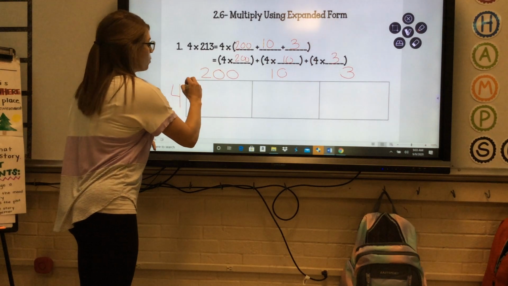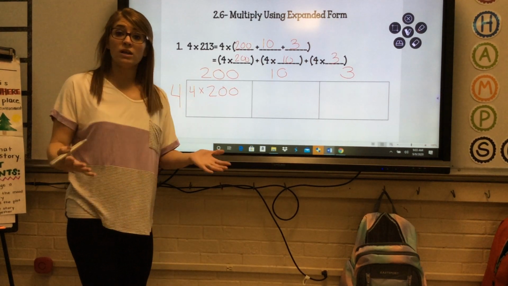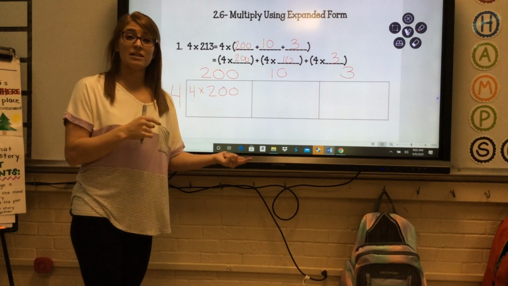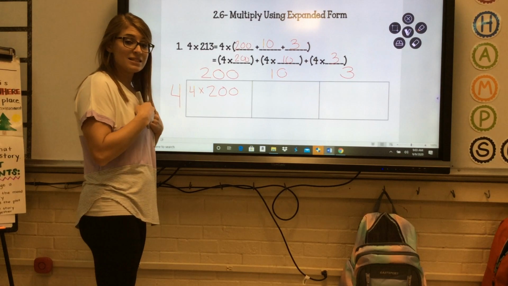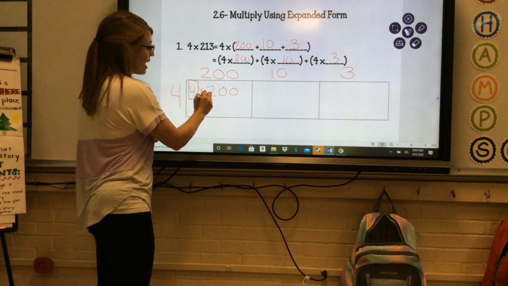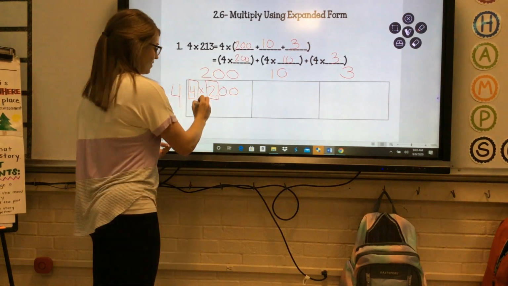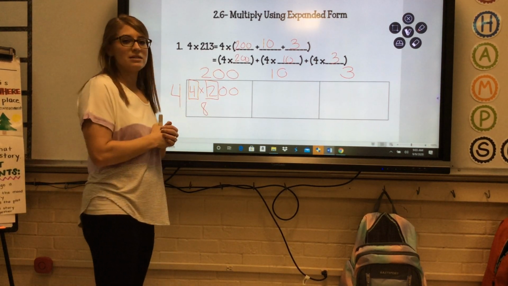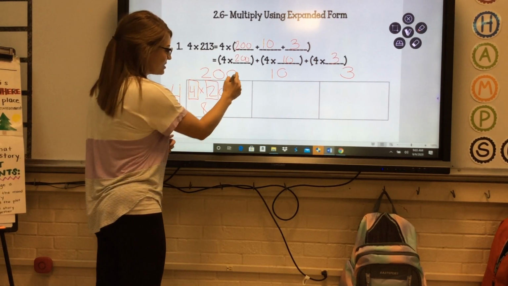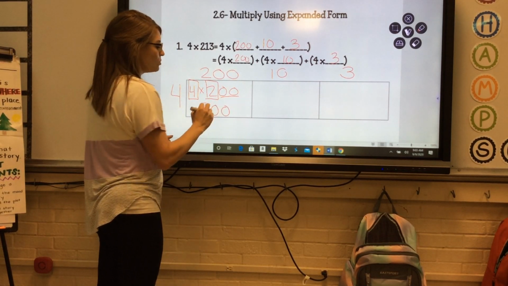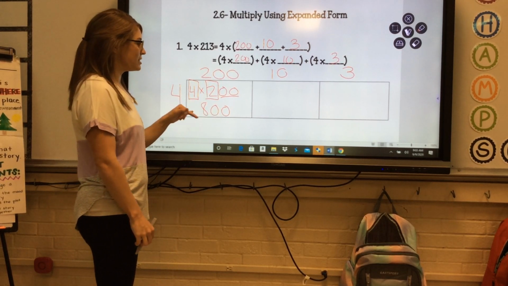So what is 4 times 200? Well, we know that we can use our basic facts like we did in lesson 2.3 to help us multiply this. So the basic fact that I see is 4 times 2. What is 4 times 2? Very good. It is 8. And then how many zeros am I going to add? Very good. I see those 2 zeros on the end. I'm going to add 2 zeros behind that 8. Great job. So 4 times 200 is 800.